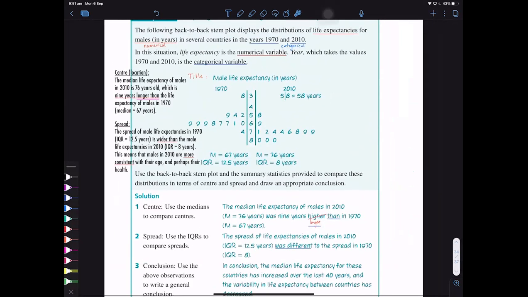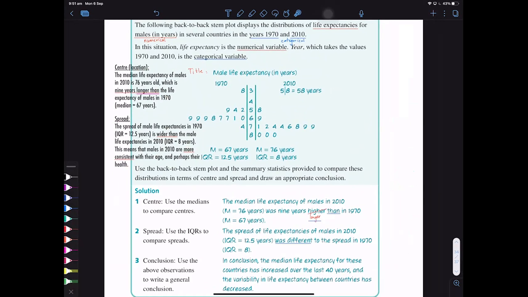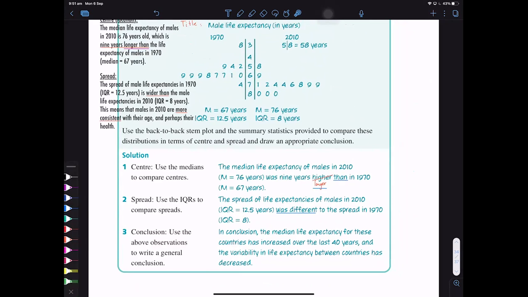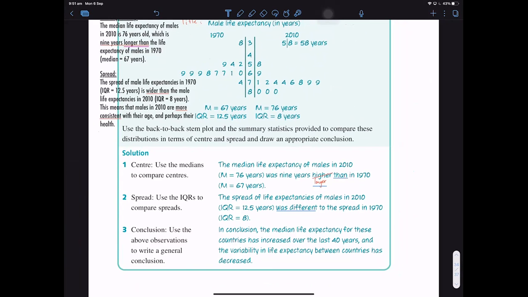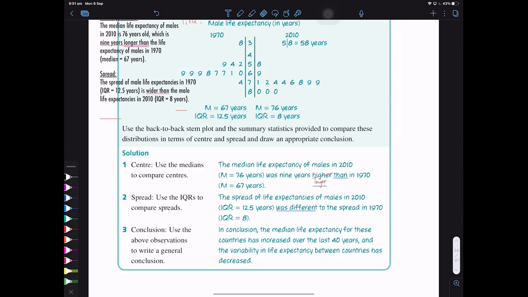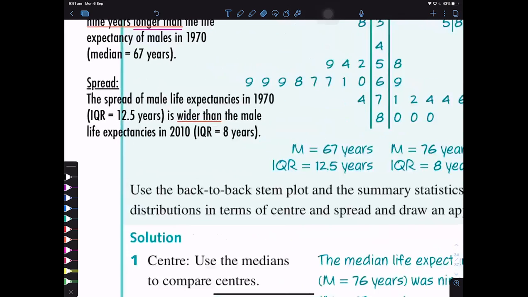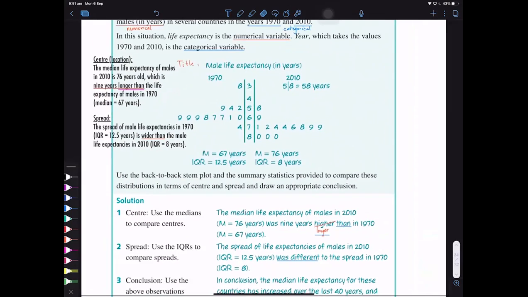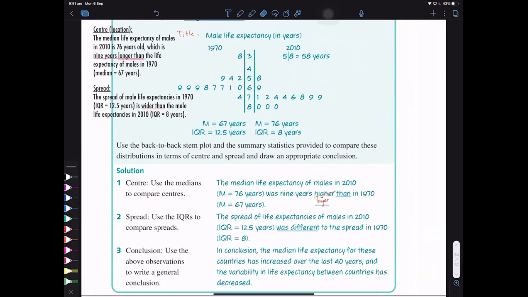So one thing we've missed from here then is an overall comparison between the two. So maybe to keep it shorter for us, we don't need to include this last section here. We can talk about that it's wider than, okay? So there's more variability.